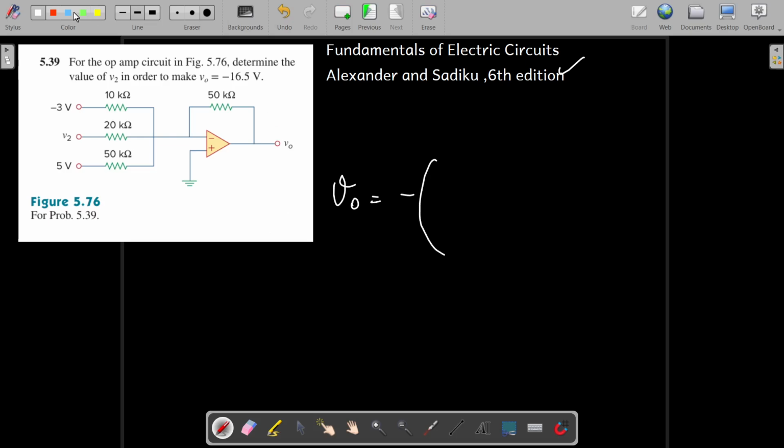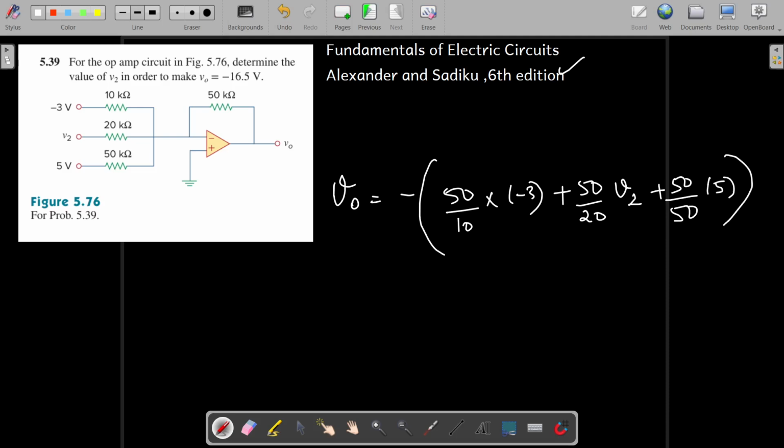So simply I am substituting the values here. So it is 50 by 10 into this minus 3 plus 50 by 20 into V2 plus 50 by 50 into this 5 volts. Okay, so it is 16.5, minus 16.5 is this V naught. So minus of this, cancel it out. So it is minus 15 plus here it is 2.5 V2. Here it is plus 5.